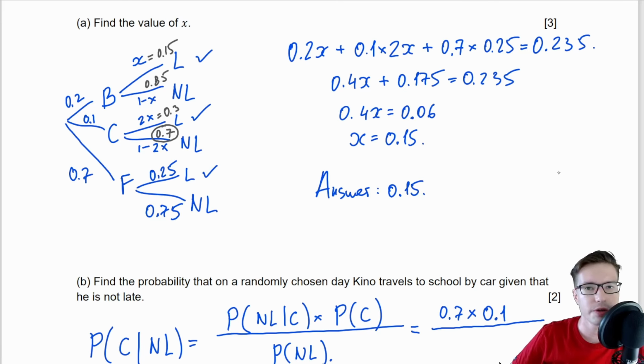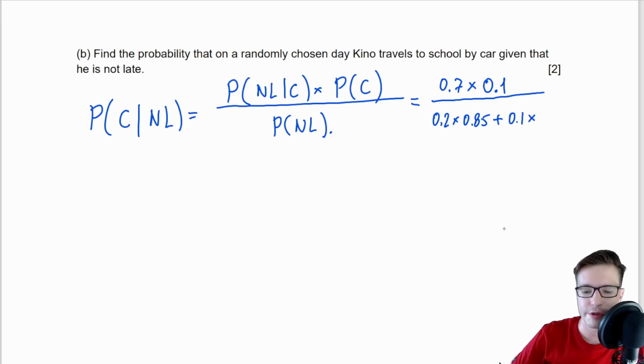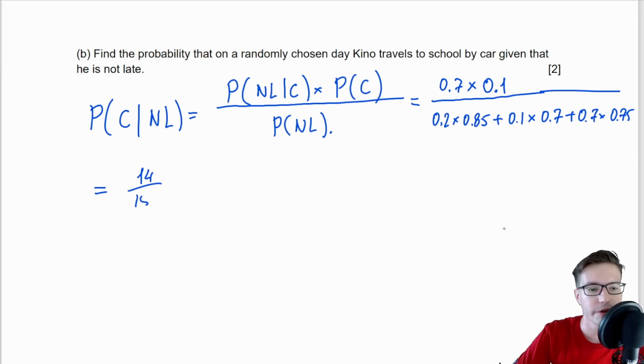And for that we can use the probability tree again. So 0.2 times 0.85 plus 0.1 times 0.7, and then plus 0.7 times 0.75. And when we calculate all of that, we'll get 14 over 153, which is 0.0915.